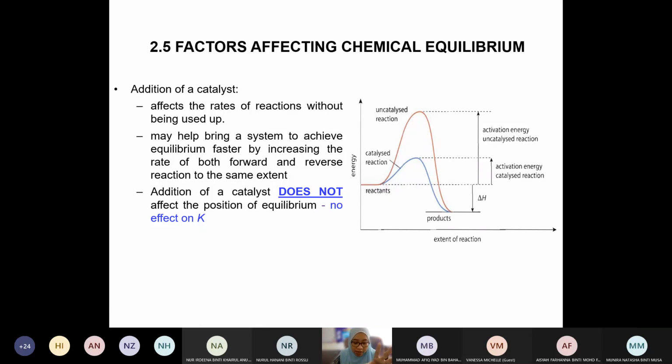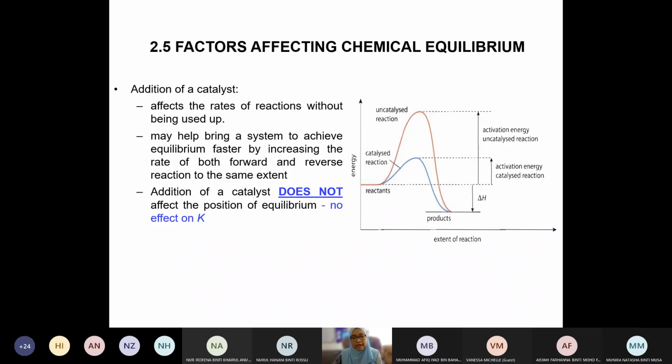Okay, as you know, reaction involving equilibrium is a reversible reaction. Reversible means we have rate forward and also rate reverse. So how does catalyst act? Okay, how does catalyst behave in this type of reaction? Because we have rate forward and rate reverse, not only rate forward.